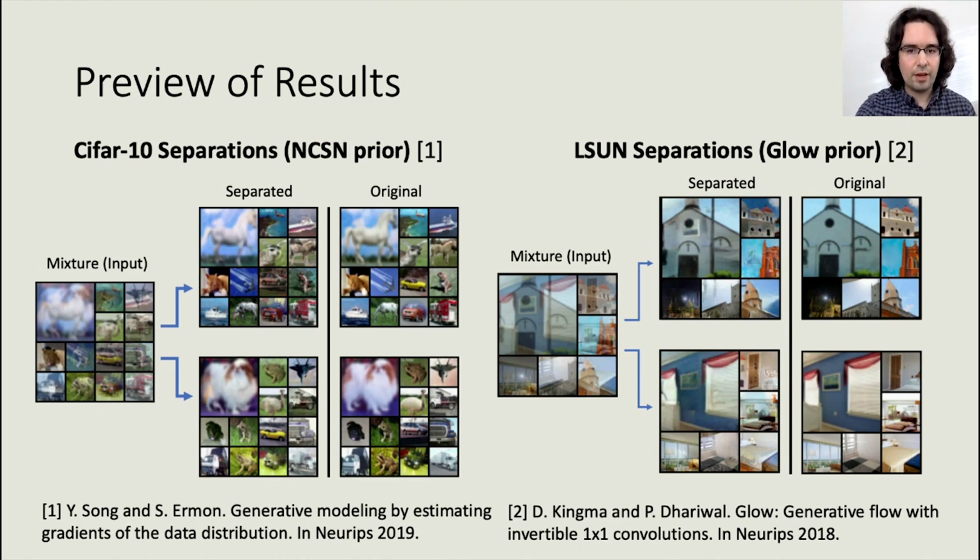While we focus on these two models for our empirical results, our algorithm can be applied using any generative model so long as we can compute gradients of the model log likelihood. This includes energy-based models like NCSN, invertible models like GLOW, as well as autoregressive models or variational autoencoders. However, our algorithm cannot be applied to GANs because these models do not directly compute probabilities of data points.